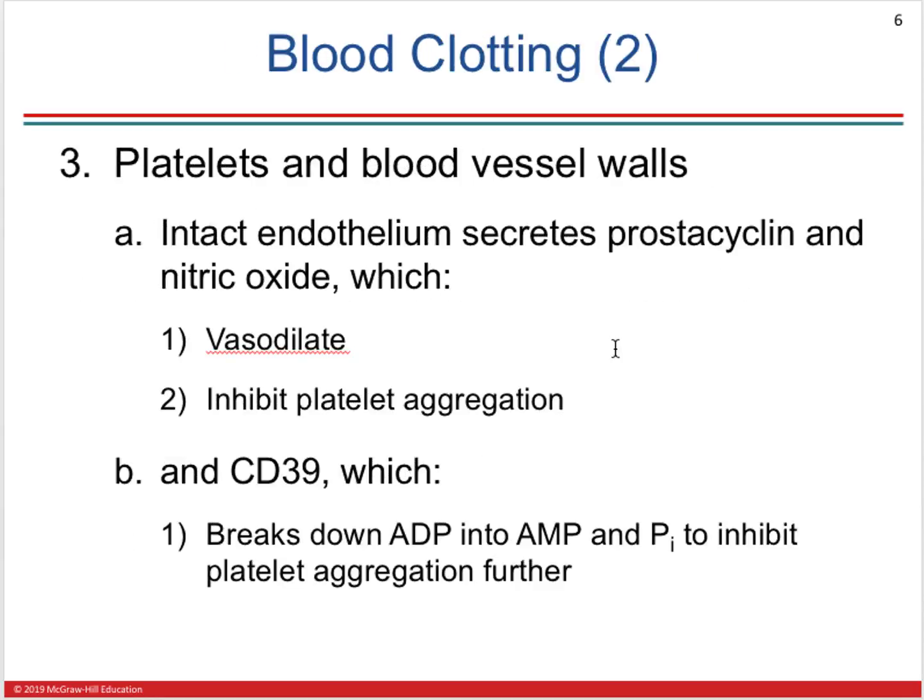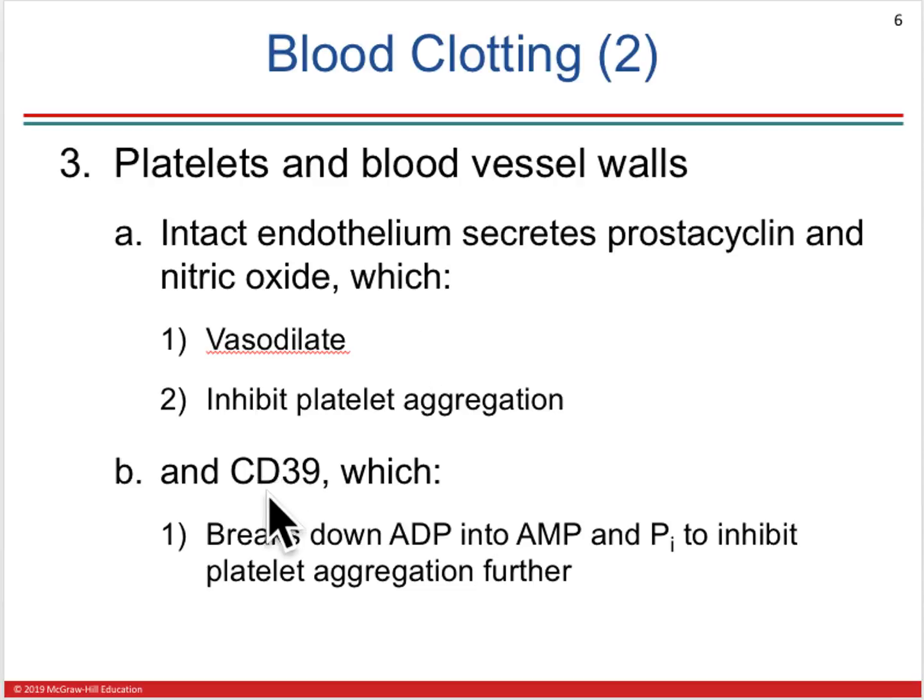So let's take a look at these platelets in a little bit more detail. The intact endothelium of these blood vessels releases one of the prostaglandins we talked about in the last chapter called prostacyclin, and also releases nitric oxide. These together cause vasodilation, which is good for smooth blood flow, and inhibits blood clotting. It also helps to prevent platelets from getting sticky, so the platelets don't want to aggregate. This helps to prevent forming clots in healthy, intact blood vessels.